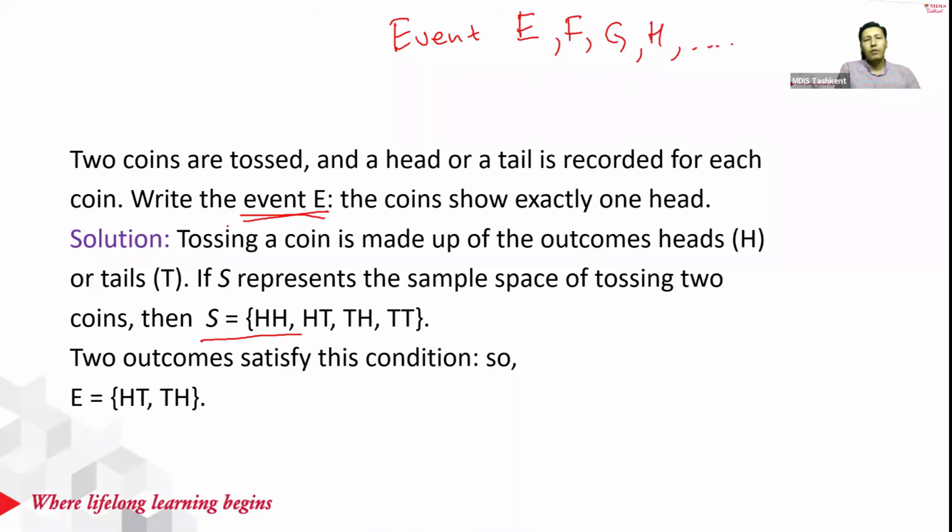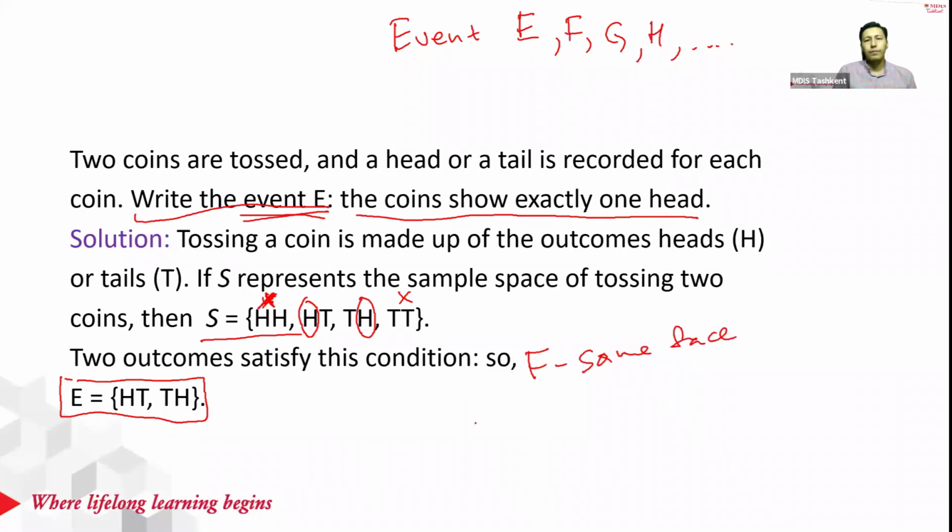Okay, so write the event E. The coins show exactly 1 head. So which one has exactly 1 head? Here 1 head, here 1 head. This one has 2 heads, so you cannot take this. This one has no heads. So event E is equal to head tail or tail head. Understand? Another event, same face. That means which one has same face? Head head, and tail tail has same face.